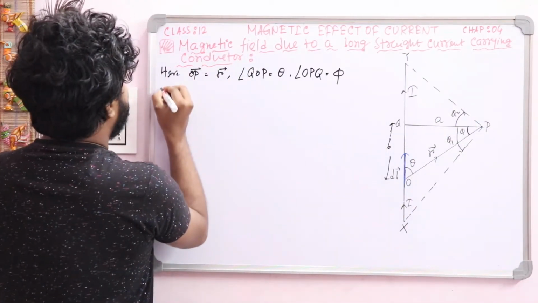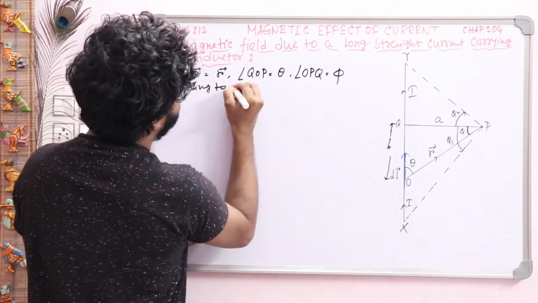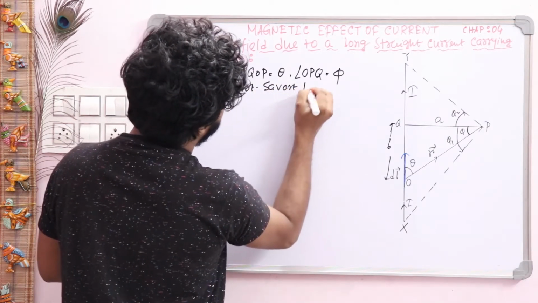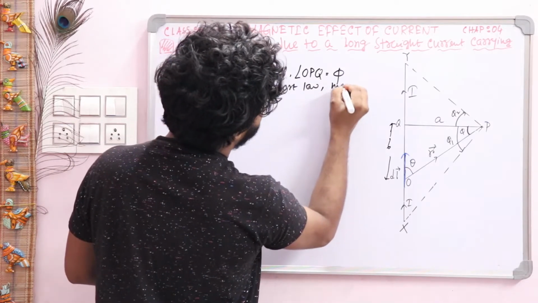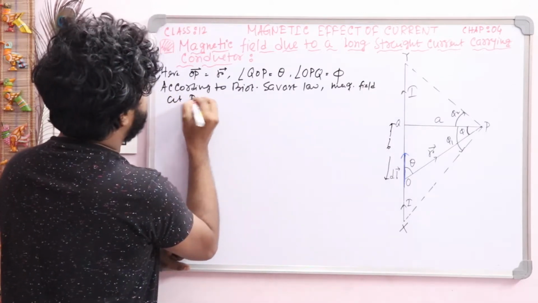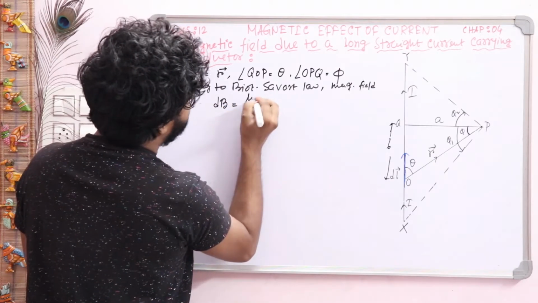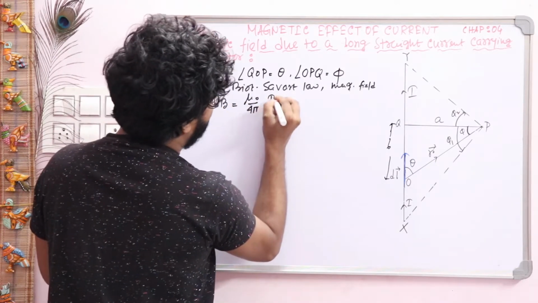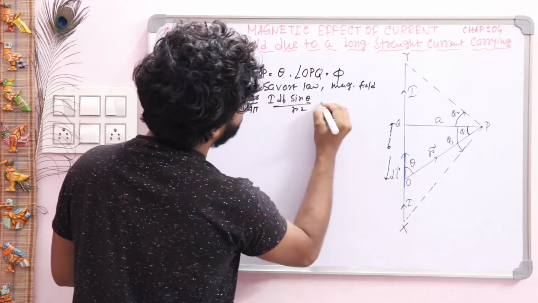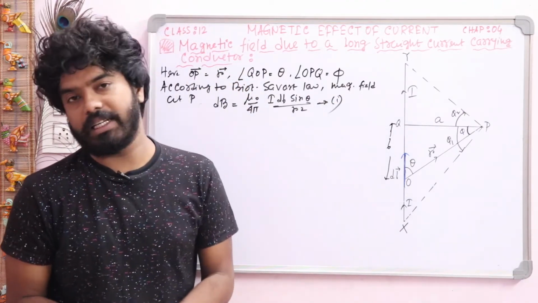So write it. According to Biot-Savart law, the expression of magnetic field at P is dB equal to mu naught by 4 pi, I dl sin theta by r squared. This is a general expression. Now we have to simplify here.